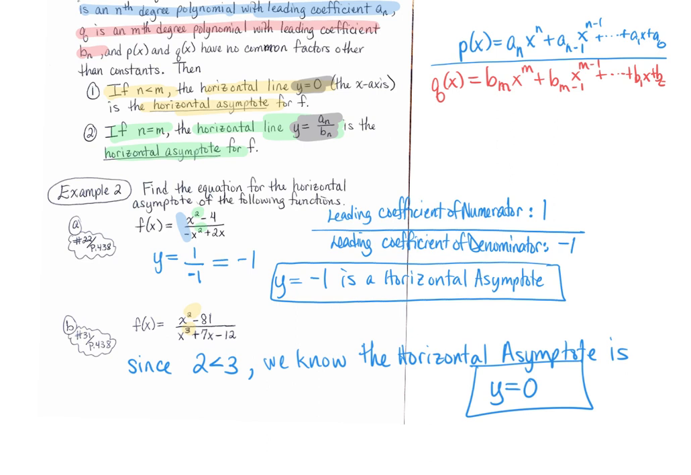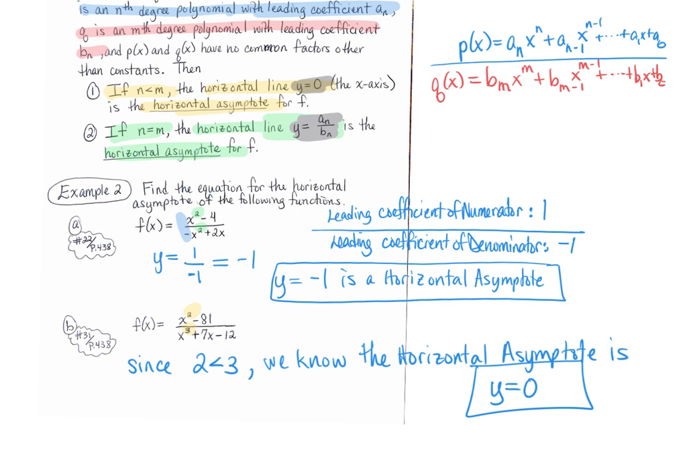So is it always going to be 0? Whenever the degree of your numerator is less than the degree of your denominator, your horizontal asymptote will always be y equals 0. When the degree of your numerator is less than the degree of your denominator, you will always have your horizontal asymptote y equals 0. Yes.